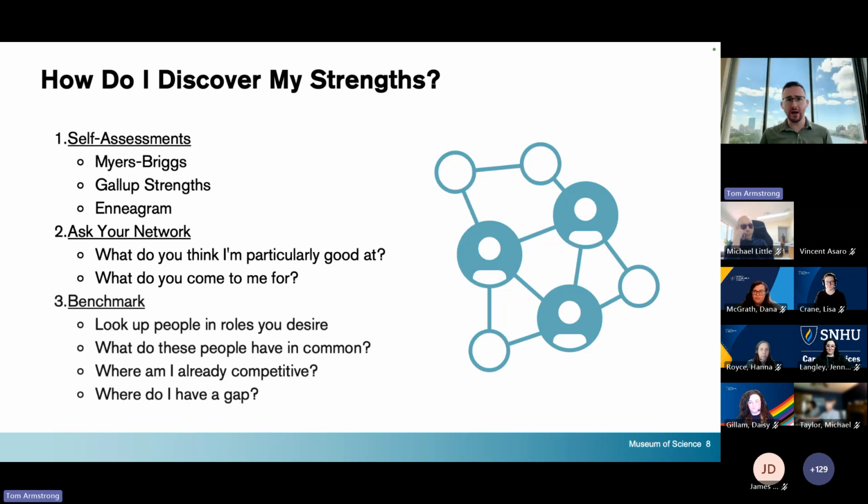And lastly, you might want to benchmark. Look up people in the roles that you desire. What do they have in common? Where am I competitive compared to them? And where do I have a gap in my strengths?